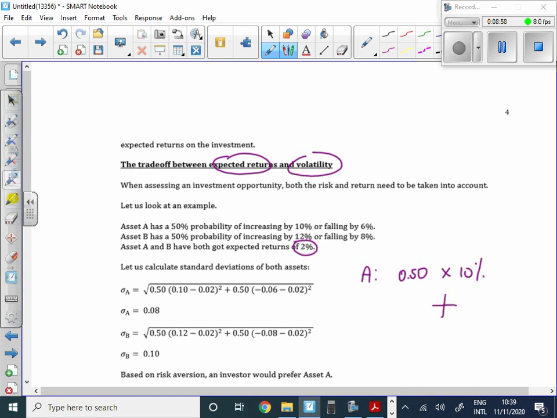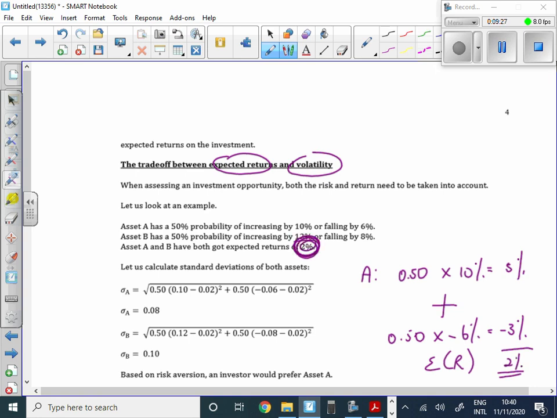Plus, asset A has also got a 50% chance of losing 6%. So times by a loss of 6%. Okay, half of 30% of 10 is 5%, nice and easy maths, and losing 6% at a 50% chance is minus 3%. So that, what we would call over here, guys, the expected return, okay, is 2%. Everyone comfortable how we got to that?